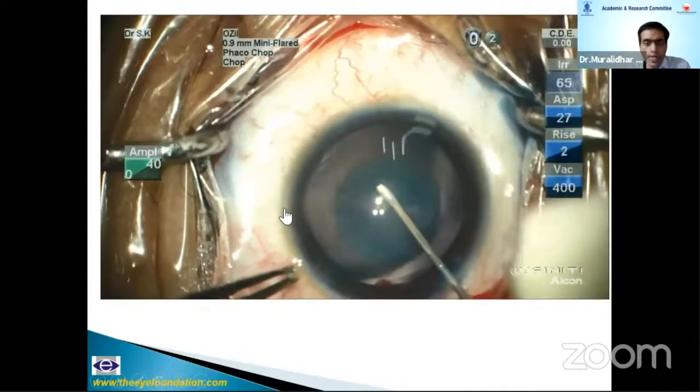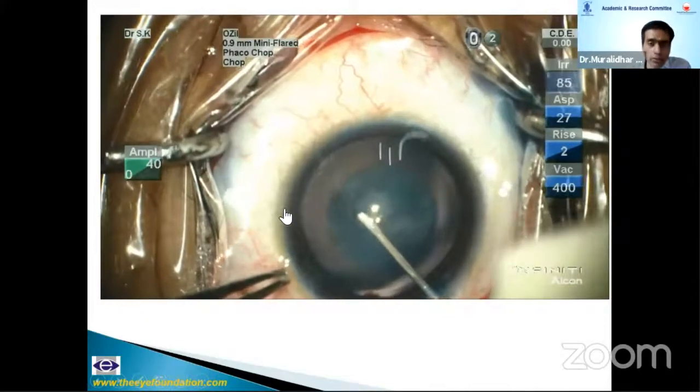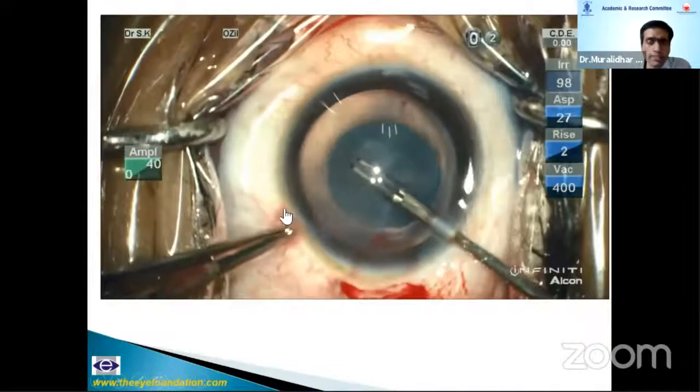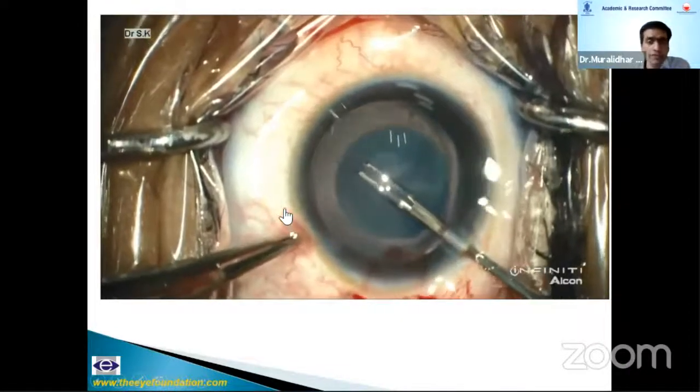So it is very important to have an anterior rhexis, especially when you are planning an IOL implantation. So this arguably is the most important step. I would repeat this. If you don't have a rhexis, there is a lot of trouble that is going to happen.